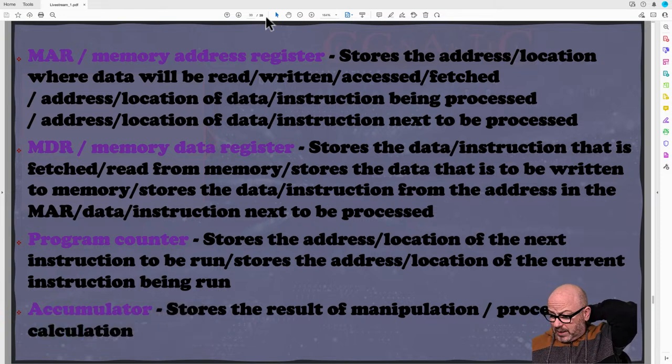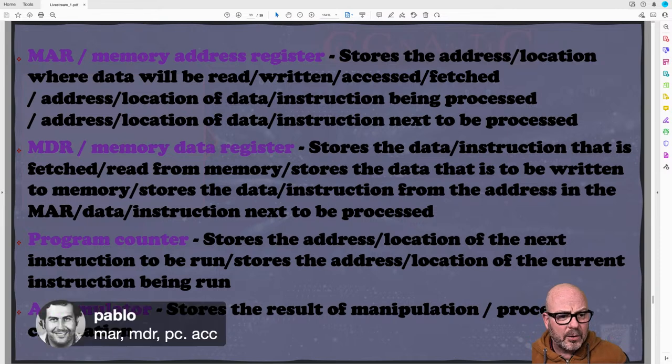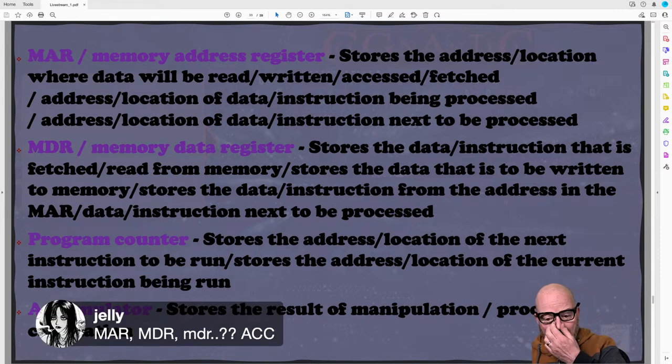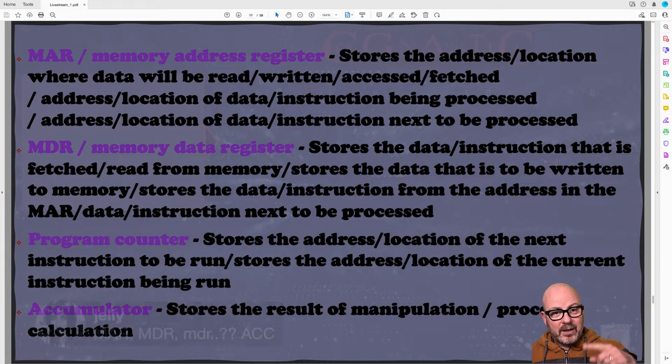So just to recap, the ones that are easier to figure out first, only left with a couple, are the accumulator. That stores the manipulation, the calculations, okay, from the ALU. You had MAR, MDR, PC and ACC. Yeah, you were absolutely spot on there. Let's have a look. MAR, MDR. Yeah. You guys are very, very close. So the PC, that is pointing that the location of the next instruction to be run. So the PC is the one that's going tick, tick, tick, and pointing to the next thing that's happening. You've got the accumulator holding the results from the ALU, the Arithmetic Logic Unit. And then you've got the MAR and the MDR. And that's the data and the address, okay? The memory data register and the memory address register.